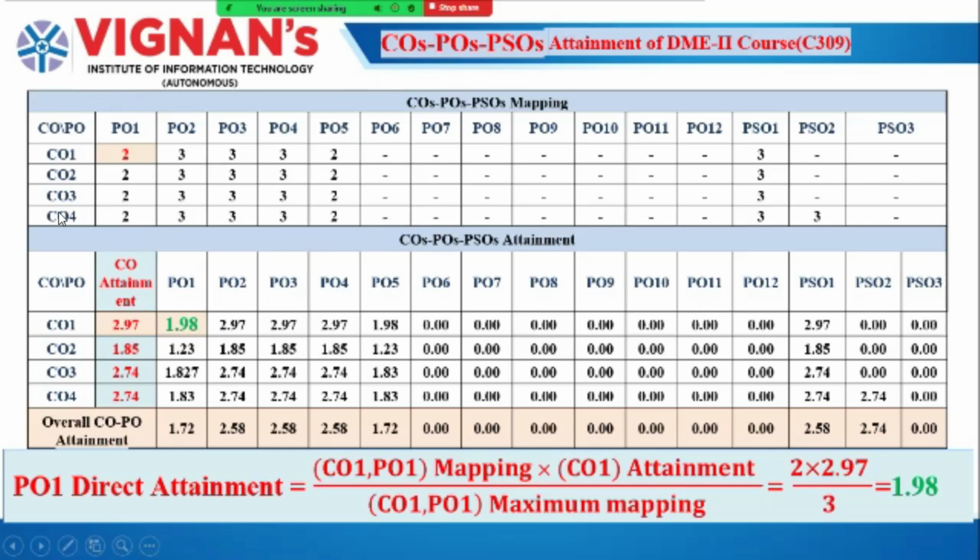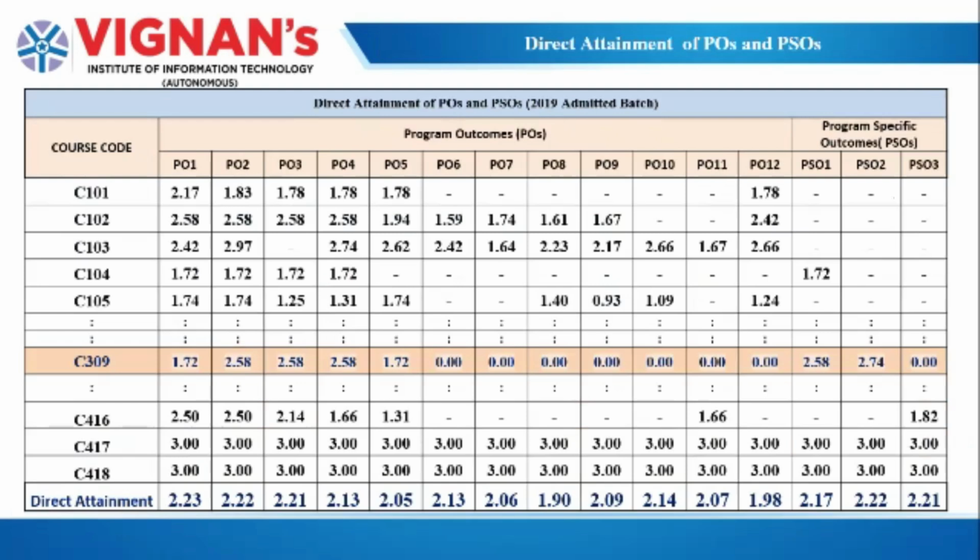So to get the overall CO attainment, you have to take the average. This is the overall CO PO attainment for one particular course. So like that, you have to take the CO PO attainment for all the courses. Then you have to add it in one table and you have to take the average. That is the program direct attainment. This is the program PO direct attainment like this.